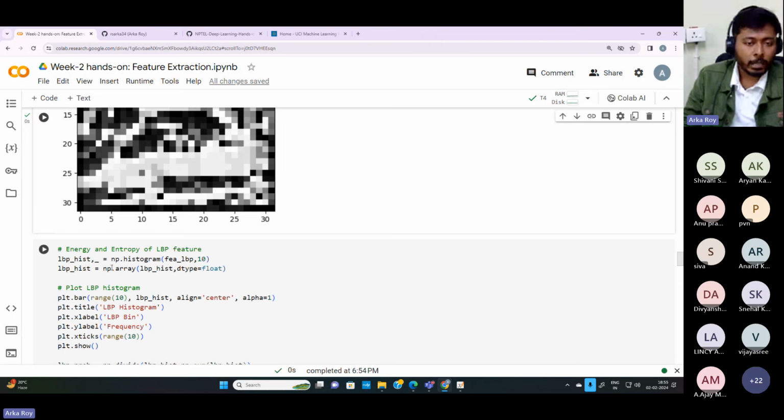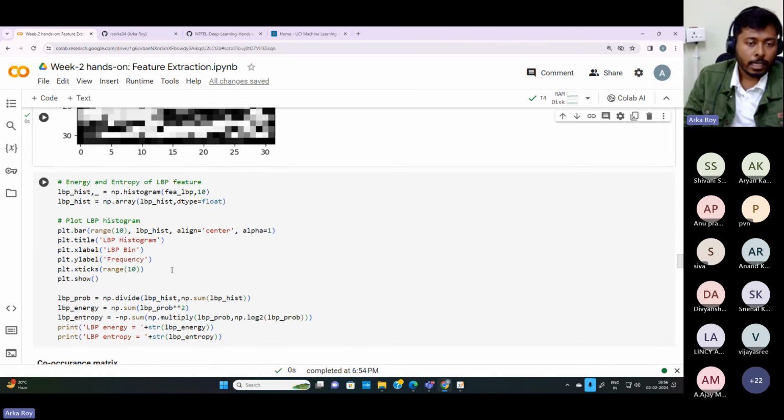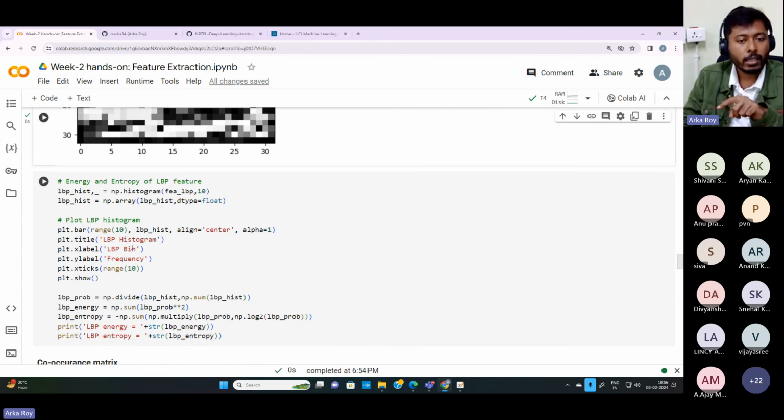This basically gives you a tuple. There are different data storing formats, so we are getting a tuple over here. We want to convert the tuple into a numpy array, and then we are plotting the histogram over here. From the histogram, you have seen how to get the energy and entropy, as you can see in the lectures. The equations are pretty straightforward. Energy is basically you take the absolute value, you square it, and then you sum all the elements.